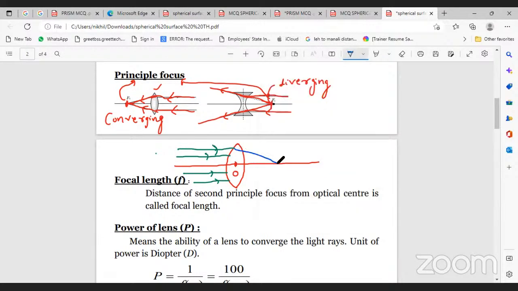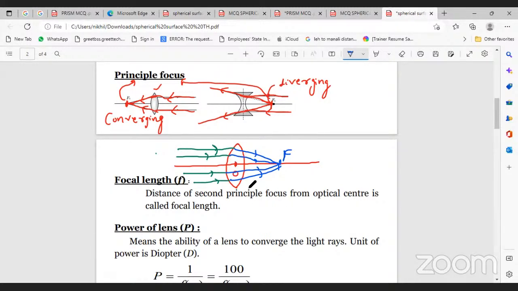These rays incident on the lens will converge and all meet at one particular point. That will be the principal focus. What is that particular point called? Principal focus F.